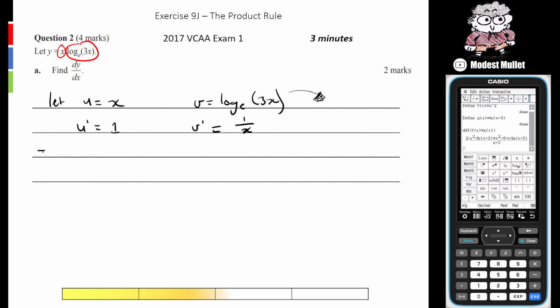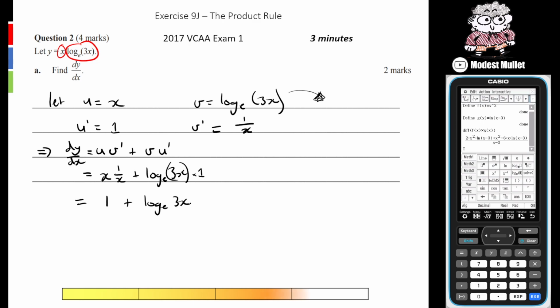So from there, it follows that dy/dx is equal to u v dash plus v u dash. Just take an original, combine it with the other derivative, take the other original, combine it with the other derivative. So I'm going to multiply these together. u is x, v dash is 1 on x, plus v is log e to the 3x, times u dash, which is 1. So we get x on x, which is 1, plus log e to the 3x. So there's our derivative of that function.